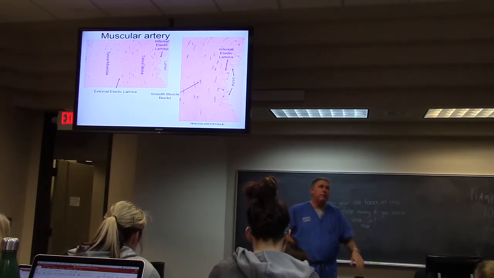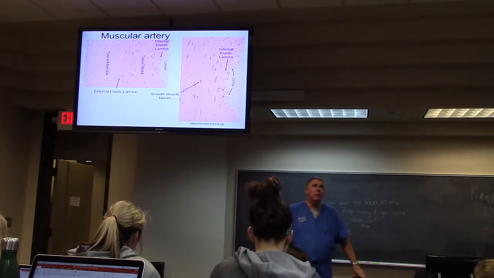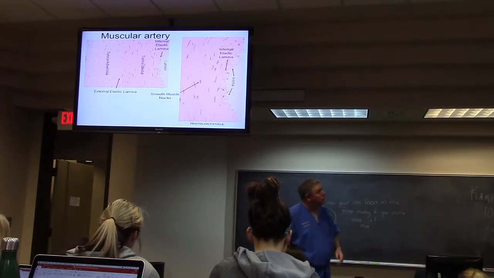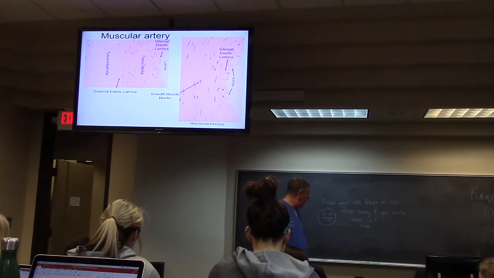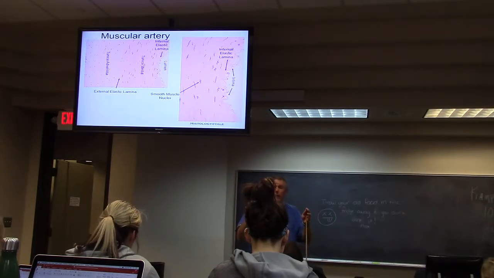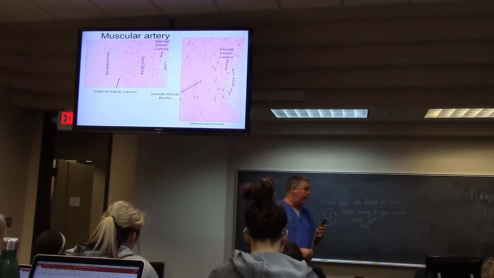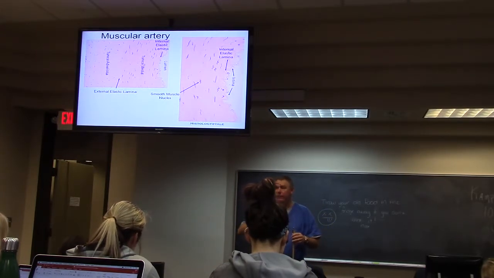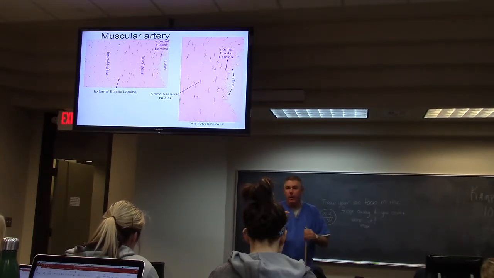Once you get out into the distributing arteries, they're known as muscular arteries. And this is sort of characteristic of a muscular artery here. You'll see on the top left there, the lumen, and then inside the lumen, the wall of the artery itself is covered with endothelium. Endothelium is one cell layer thick, and it's a squamous cell layer. It's flat, one cell layer thick.